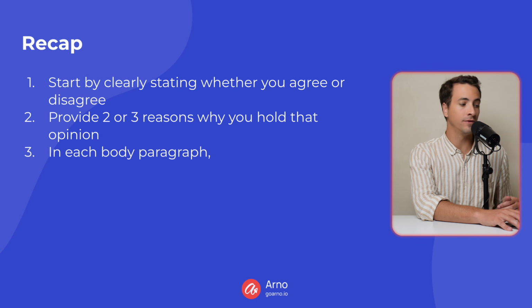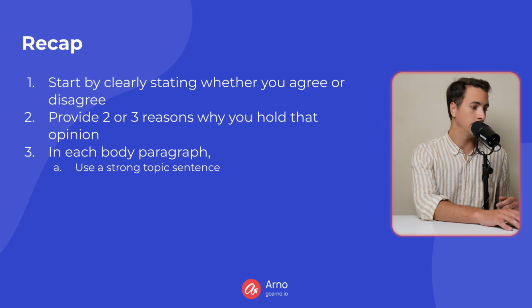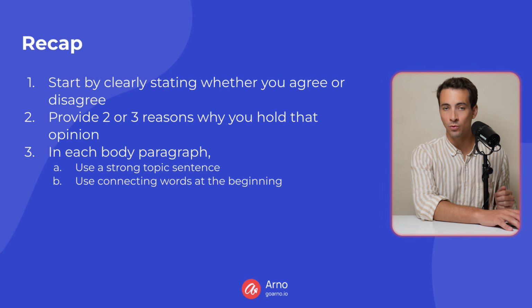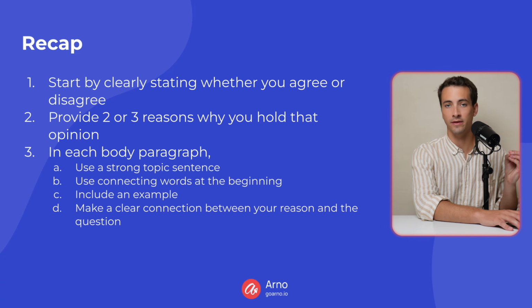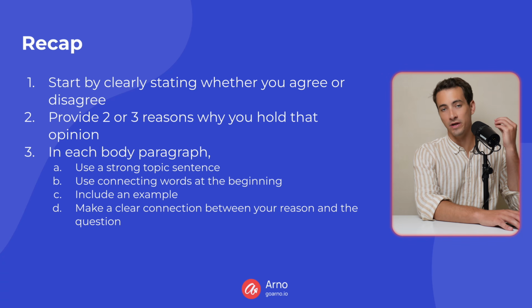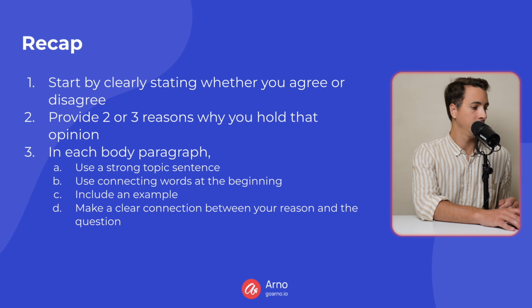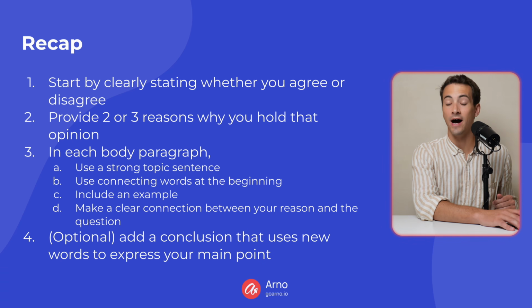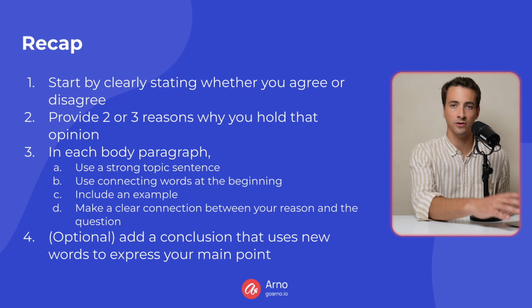And then, in each of those body paragraphs in which you are explaining those reasons, you want to use a strong topic sentence. You want to use connecting words at the beginning. You want to include an example or some kind of evidence to support your claim. And you want to make sure that you have a clear connection between your reason and the question or your main argument. And then finally, you can optionally add a conclusion that uses new words to express your main point or your opinion.